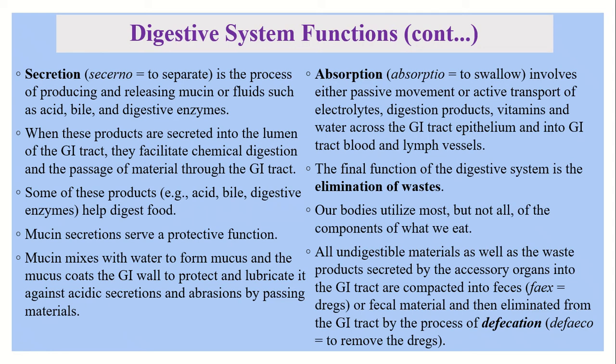Absorption involves either passive movement or active transport of electrolytes, digestion products, vitamins, and water across the GI tract epithelium, and into GI tract blood and lymph vessels. The final function of the digestive system is the elimination of waste. Our bodies utilize most, but not all, of the components of what we eat. All ingestible materials, as well as the waste products secreted by the accessory organs into the GI tract, are compacted into feces or the fecal material and then eliminated from the GI tract by the process of defecation.